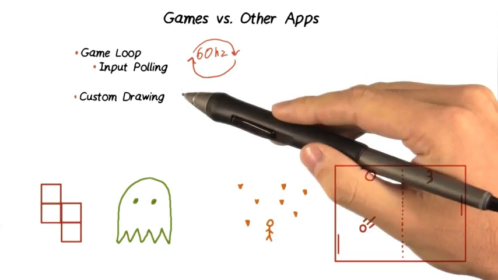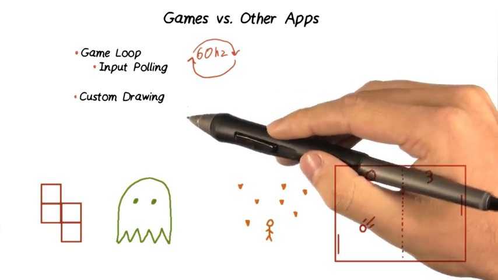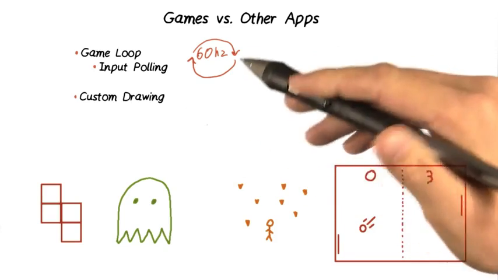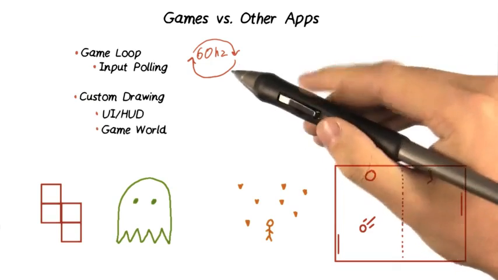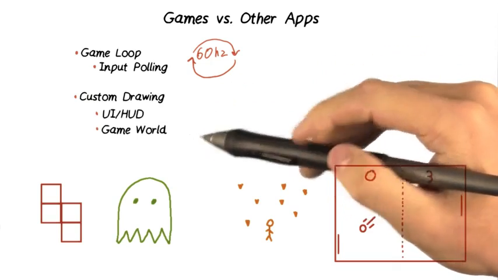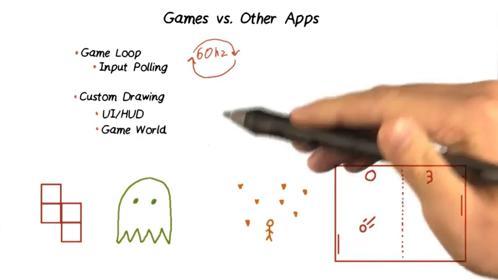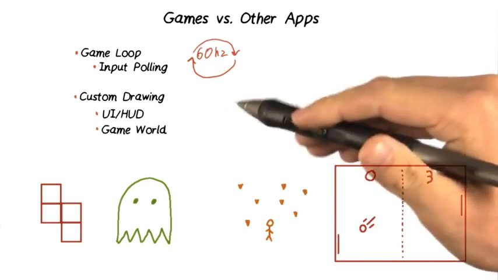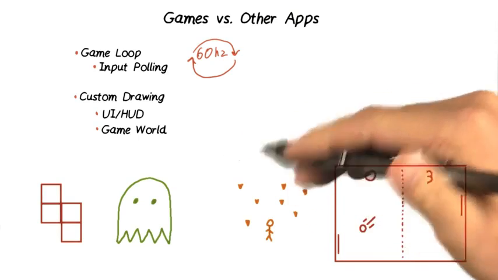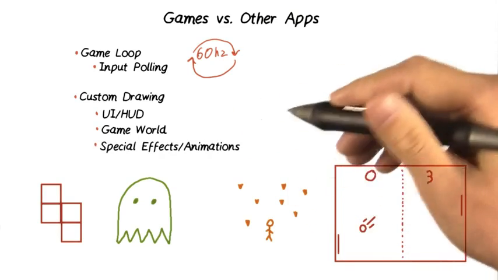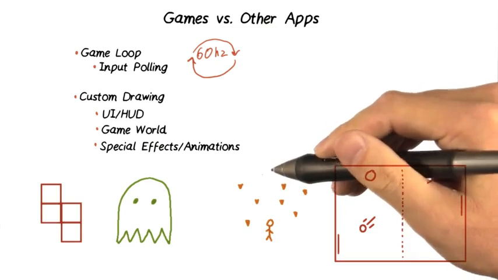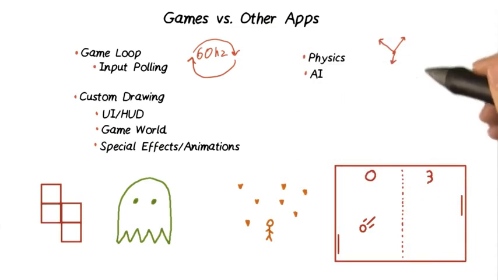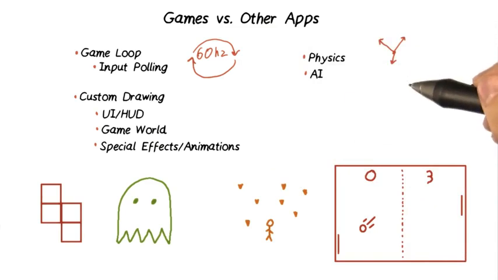Next, games often involve a ton of custom drawing. While you can make an Android app using entirely off-the-shelf user interface components, it's rare that you can do so with a game. You'll have to create your UI and your game world using either primitive shapes like lines, rectangles, and circles, or your own custom image assets, from pixel art all the way up to complex characters. Many games also feature special effects and animations, which are a ton of fun to make, but also a lot of hard work. There are whole fields of study that are much more relevant to games than other types of apps, like physics and AI.